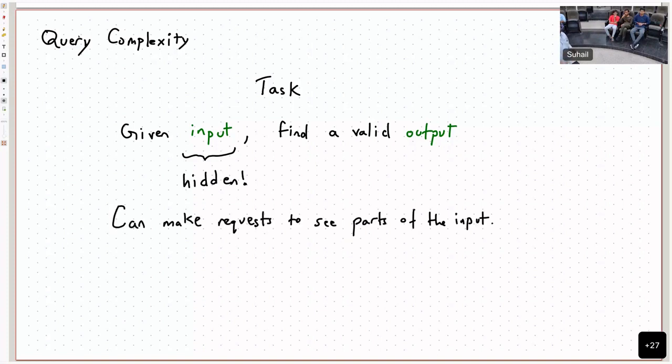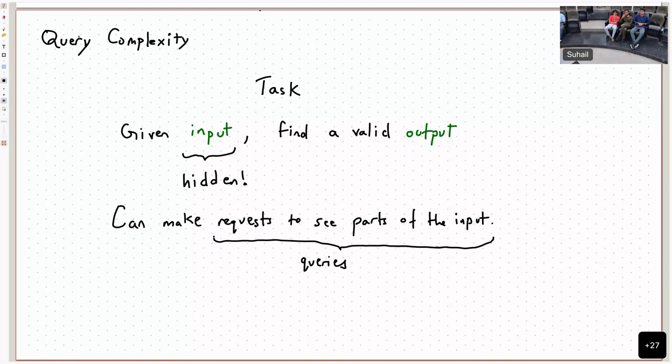So what you're allowed to do is see parts of the input. You can make a request to see a specific part of the input. We'll see examples of this just to make it clear what I mean. But what we're going to be caring about is how many queries you need. We don't care about how much time you're going to take to compute it. The only question is how many queries do you need to check parts of the input before you can actually find the valid output.